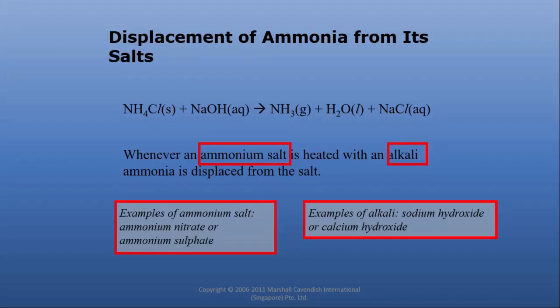Now the next topic is displacement of ammonia from its salt. This we had already discussed in the topic of alkali as well, that when an ammonium salt is treated with alkali, it will give another salt, water and ammonia gas. So whenever an ammonium salt is heated with an alkali, ammonia is displaced from the salt. Ammonium salt can be ammonium chloride, ammonium nitrate, ammonium sulfate, and alkali can be sodium hydroxide or calcium hydroxide.